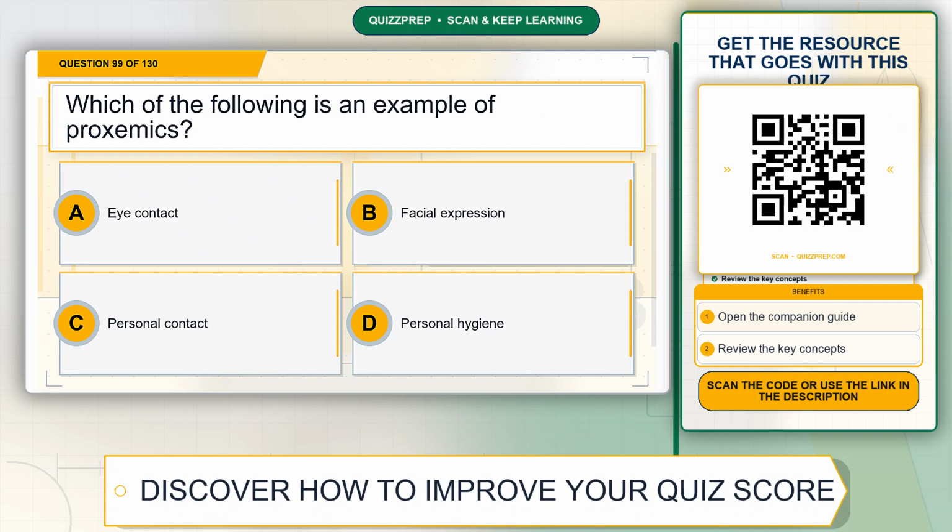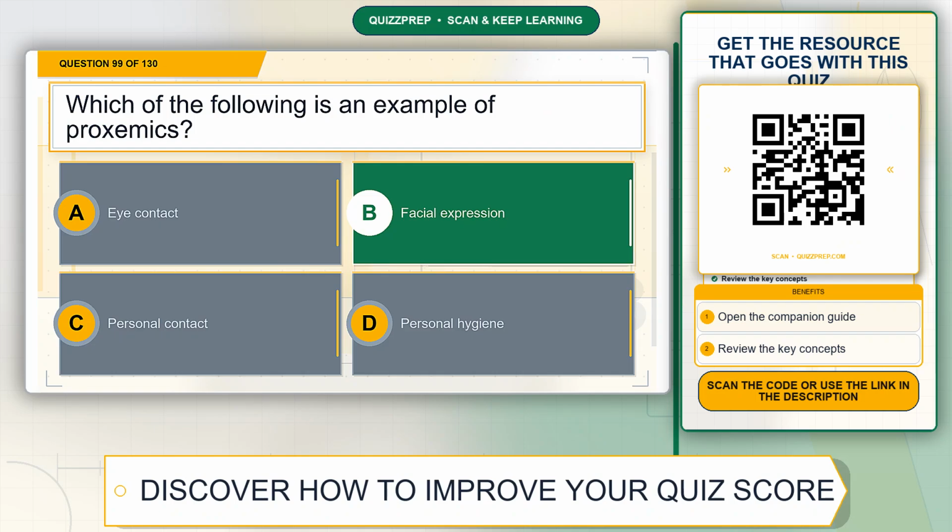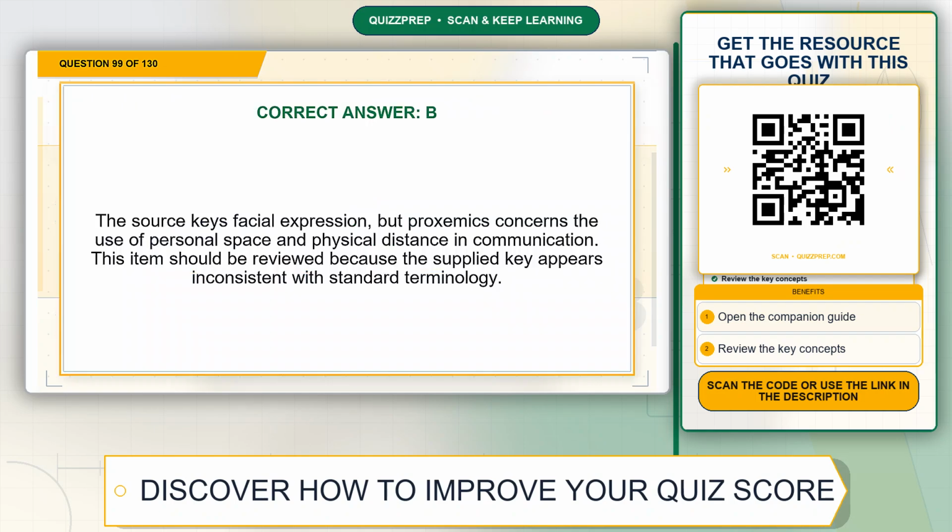Question 99. Which of the following is an example of proxemics? Option A, eye contact. Option B, facial expression. Option C, personal contact. Option D, personal hygiene. The correct answer is option B, facial expression. Explanation. The source keys facial expression, but proxemics concerns the use of personal space and physical distance in communication. This item should be reviewed because the supplied key appears inconsistent with standard terminology.